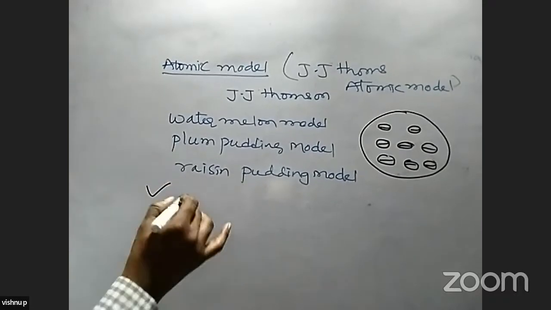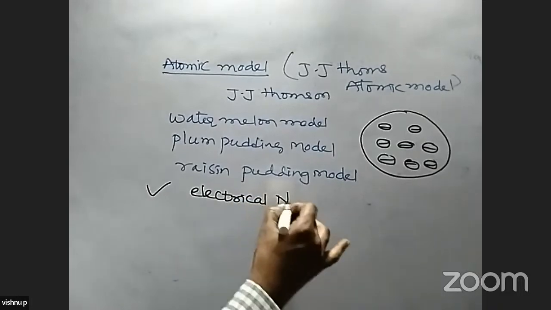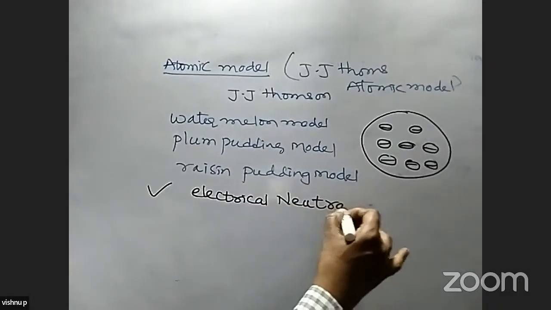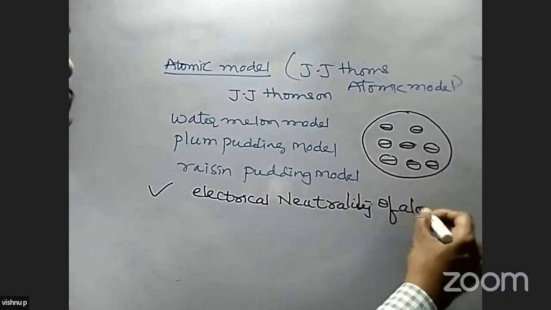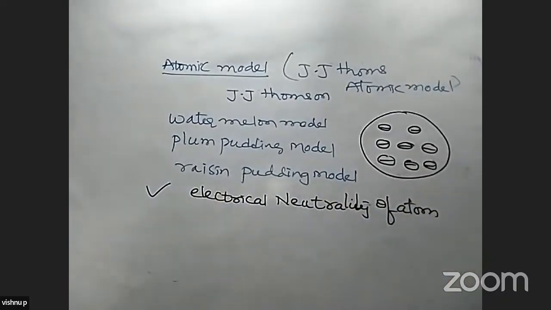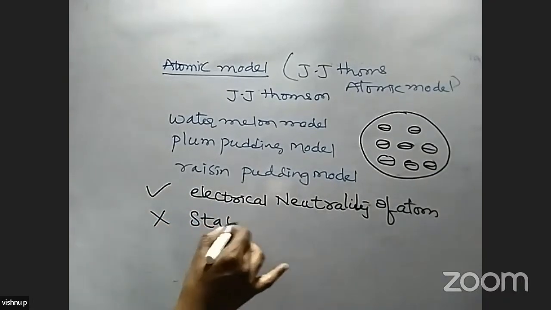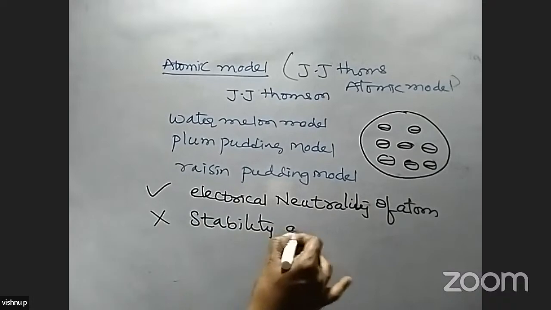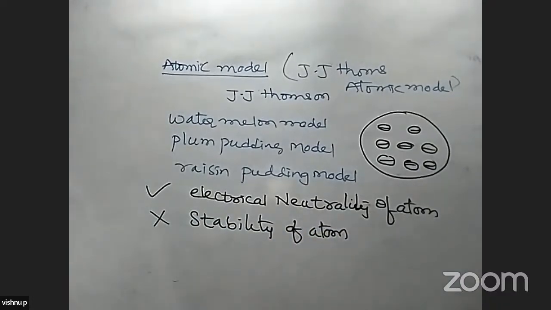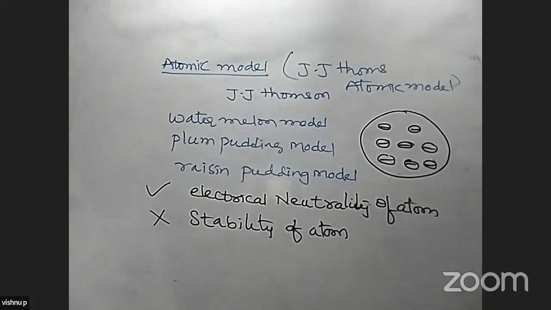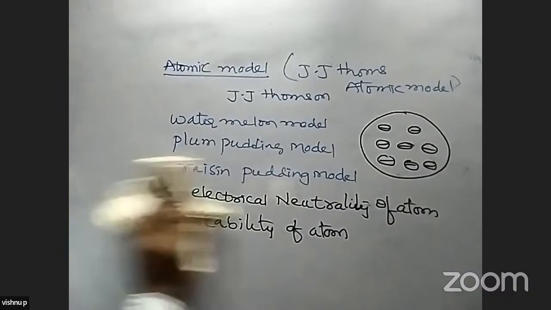What does it explain? It explains one important point, that is electrical neutrality of the atom according to J. J. Thomson's model, but it failed to explain the stability of the atom. Stability of the atom is not explained by Thomson, but it explains the electrical neutrality of an atom.